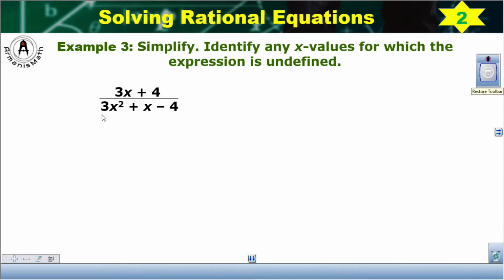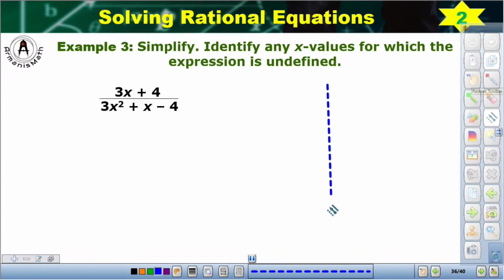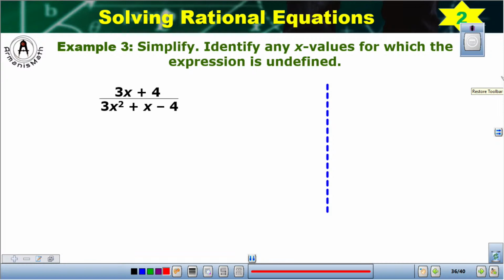3x plus 4, I can't do anything about it at the moment. The only hope is to hopefully end up with something similar down here that I could simplify. Well, that's just what I'm hoping for. So that's going to be me trying to factor 3x squared plus x minus 4.